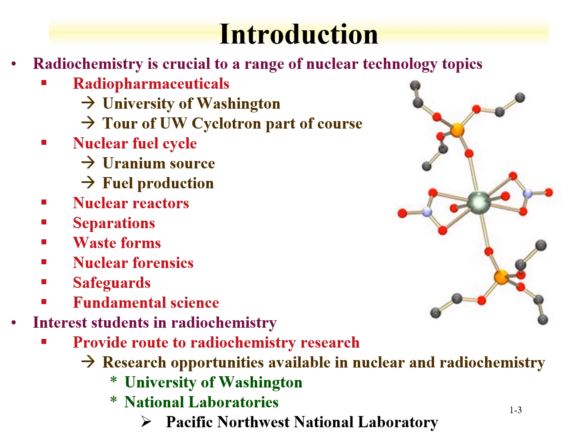One key aspect of this course is to increase the number of students with exposure and potential interest in radiochemistry. Ideally, this course will provide a route for research for students who have completed the course. There are research opportunities available in nuclear and radiochemistry at the University of Washington and also at U.S. national laboratories, one being in Eastern Washington, the Pacific Northwest National Laboratory. If anyone is interested in exploring these opportunities, I'd be happy to discuss them anytime during the course.